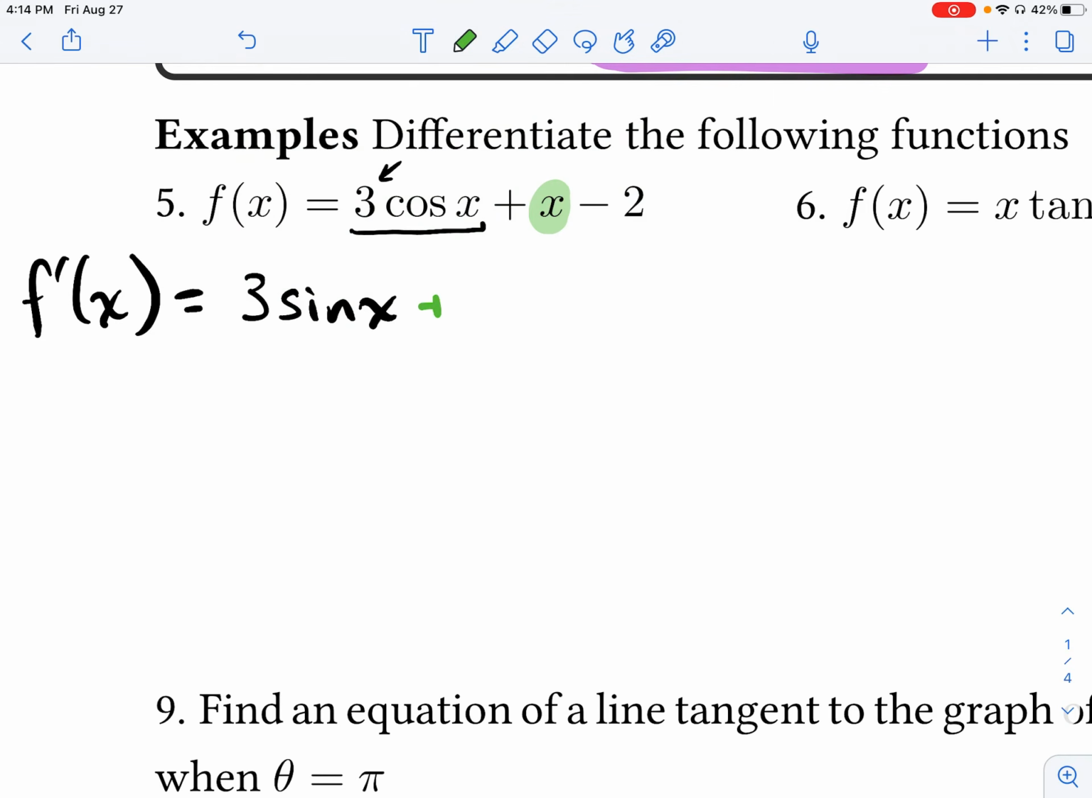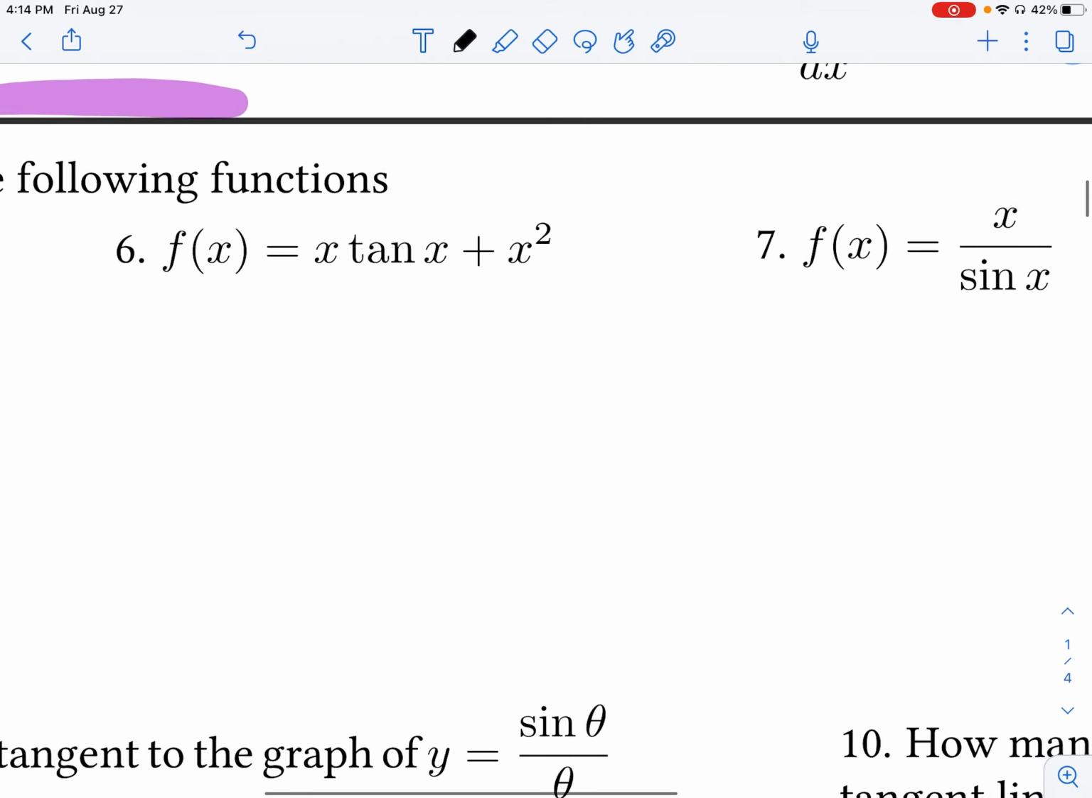This next part here, I'll just do this in green. The derivative of x is just 1. And we know that the derivative of negative 2, a constant, again, is just 0. Let's try another one. Let's try number 6. The derivative of this function here.